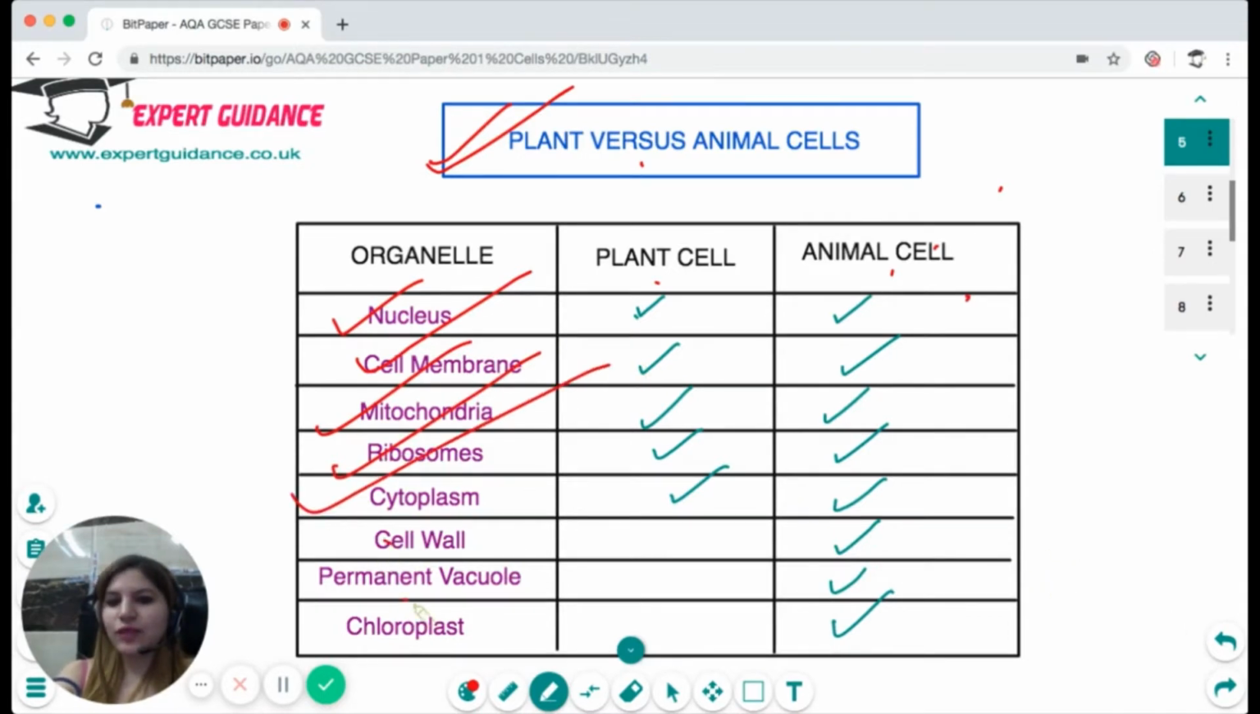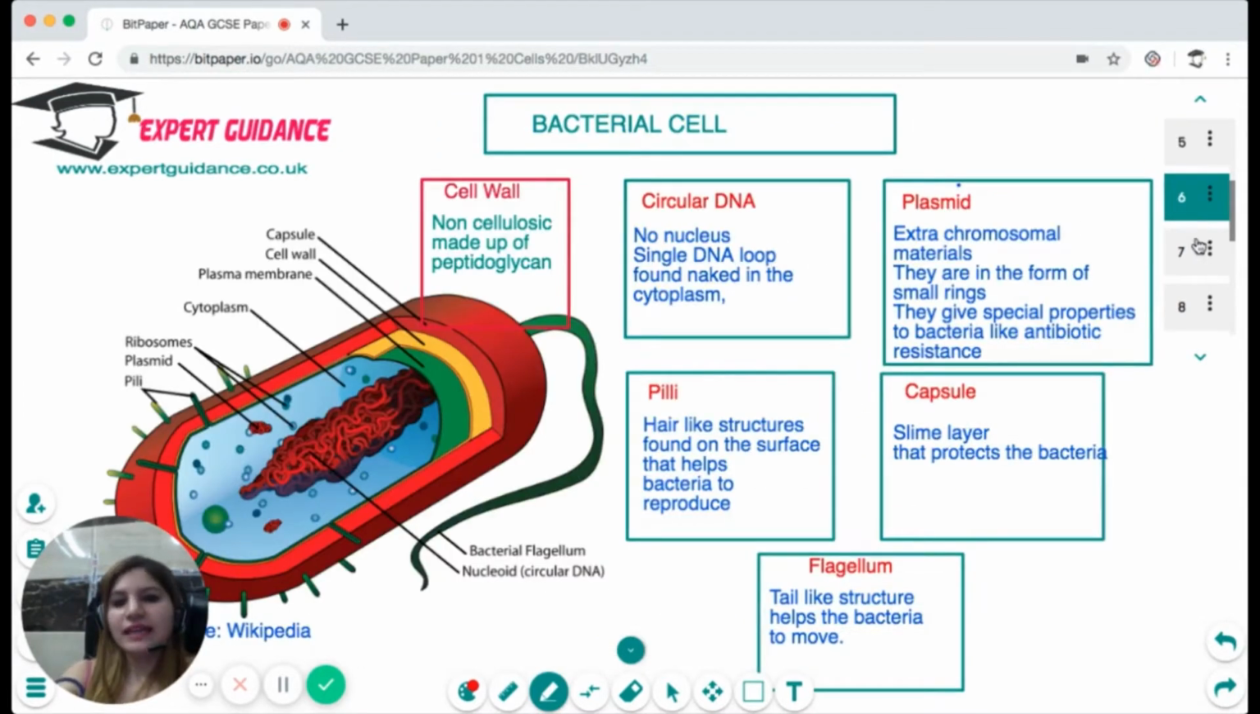And cytoplasm is also present in both of them. But cell wall, vacuole, and chloroplast are present only in the plant cell. So they are absent in an animal cell and present in a plant cell. Okay, so this difference is very, very important. Next is the bacterial cell.